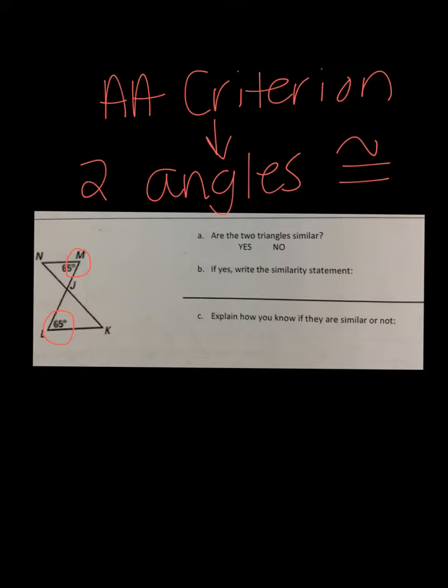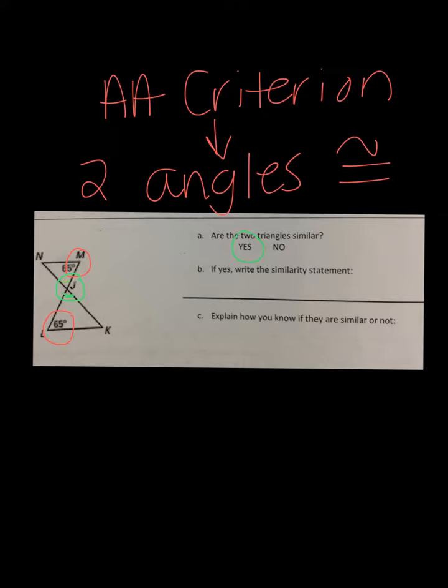If I look closely though, right here, these two angles are vertical angles. The ones right next to each other are vertical angles when they're across from each other like that. So I don't know how big they are, but I know that they're equal to one another because vertical angles are equal. So right there, that gives me my AA criterion. I now have two angles in the triangles that are congruent.